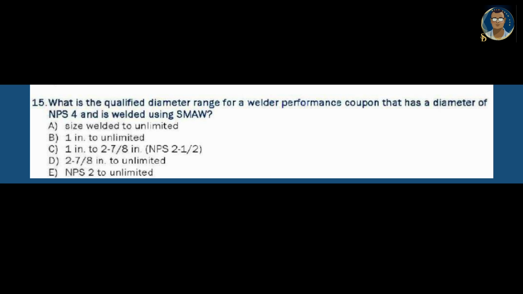Question 15. What is the qualified diameter range for a welder performance coupon that has a diameter of NPS 4 and is welded using SMAW? Size welded to unlimited, option A. 1 inch to unlimited, option B. 1 inch to 2 7/8 inch, option C. 2 7/8 to unlimited, option D. NPS 2 to unlimited, option E. We are talking about welder performance, not the PQR. So the right answer will be option D, which is 2 7/8 inch to unlimited.